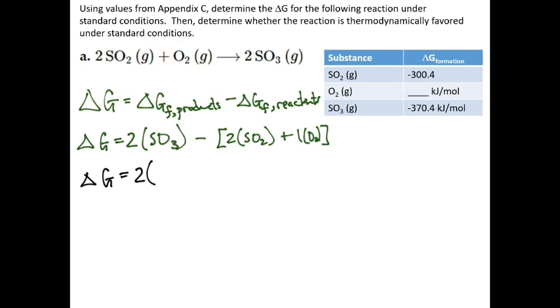All right. 2 times SO3, they just gave it to me, so I don't even have to look it up here. Negative 370.4. Minus 2 times the SO2s, which are negative 300. All right, and then I know that last part's plus 0.